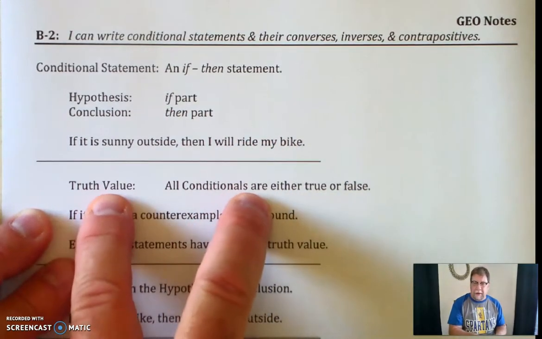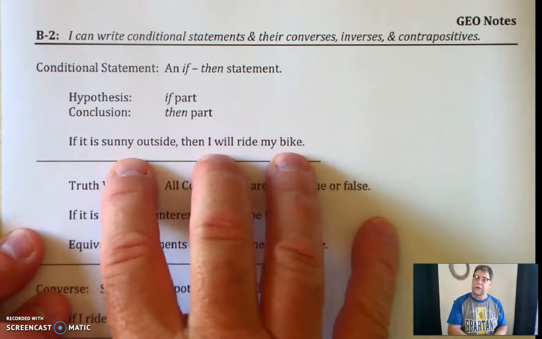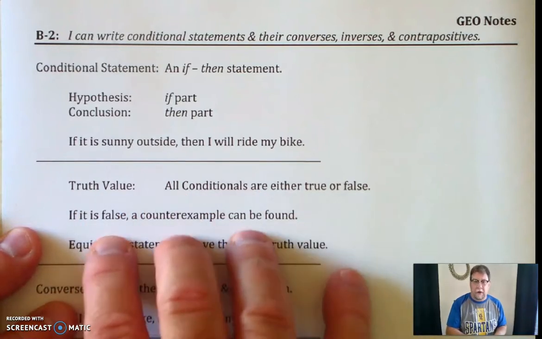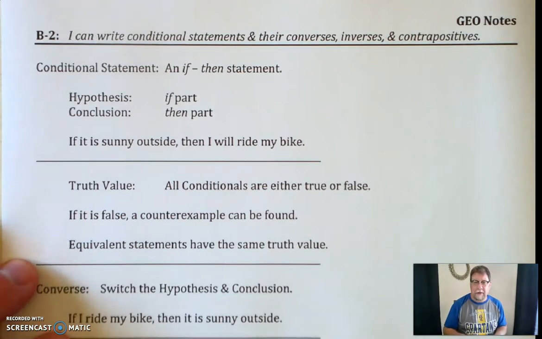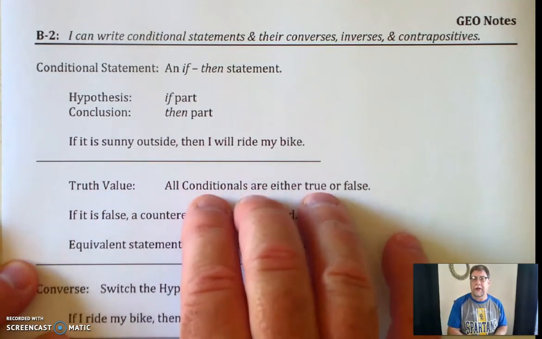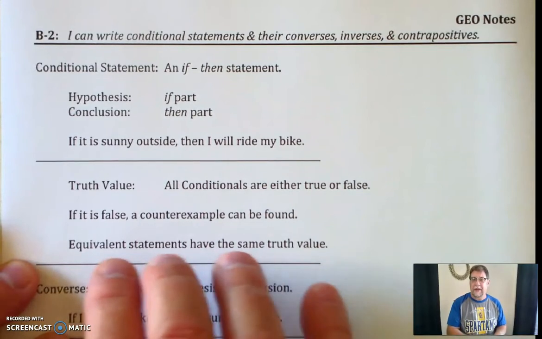So there's a truth value. The conditionals are either true or they're false. And we may say, oh yeah, this is a true conditional. If a conditional is false, then you can find a counterexample. So a truth value means that the conditional is either a true statement or a false statement. Equivalent statements have the same truth value.